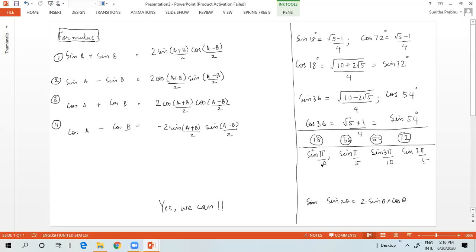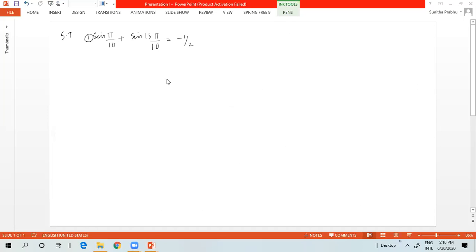So we recognize immediately sine pi by 10 is sine 18. We have a value, right? Yes, sir. So we are good with this one. But 13 pi by 10 we don't know, right? So what shall we do now? We retain this as sine pi by 10. Then we split sine 13 pi by 10. How shall I rewrite it?